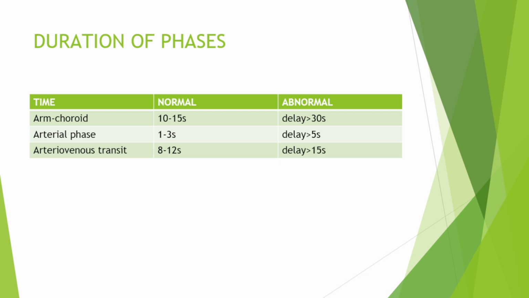The arteriovenous transit time is the time of appearance of the dye in the retinal arteries to the veins. The time difference between the appearance of the dye in the arteries and the veins is called the arteriovenous transit time. It is normally 8 to 12 seconds, and it is delayed when it is more than 15 seconds.